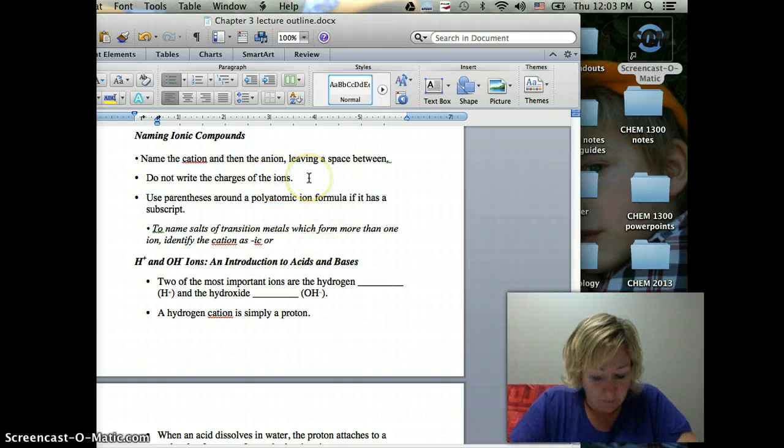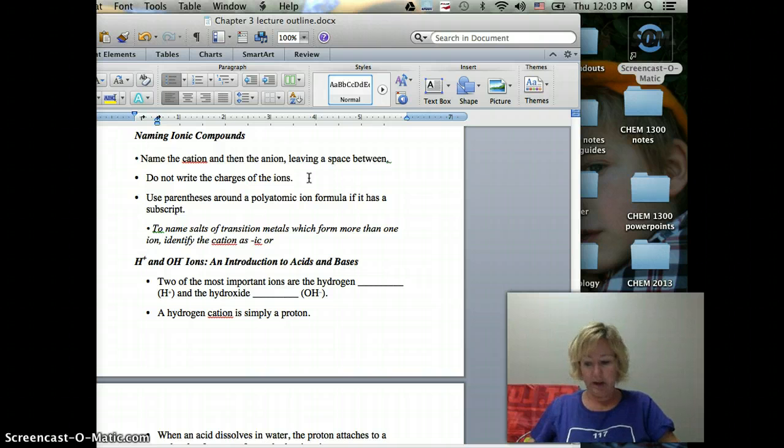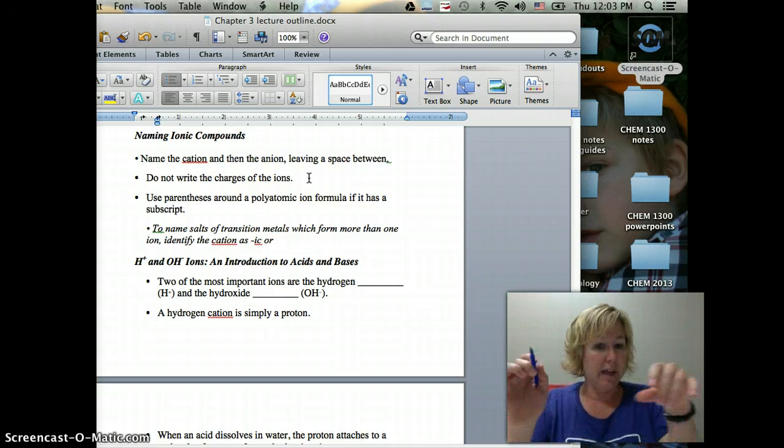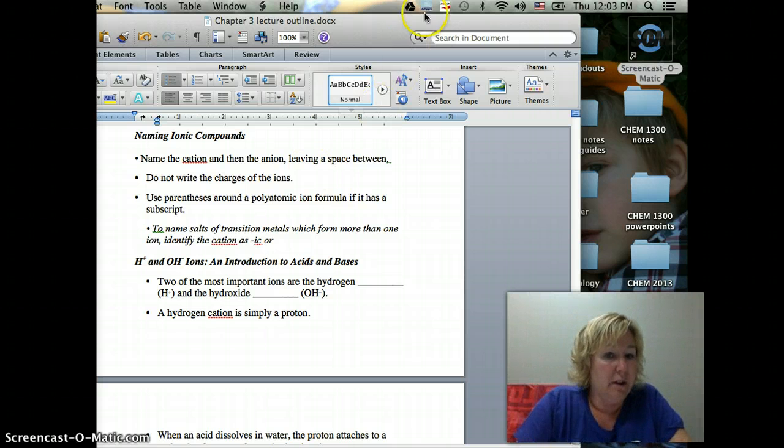Okay, naming the ions. Because again, it's just like naming babies. And who doesn't love naming babies? Everybody loves naming babies. Name the cation, then the anion, and you leave a space between. Do not write the charges of the ions. I don't need to know that.